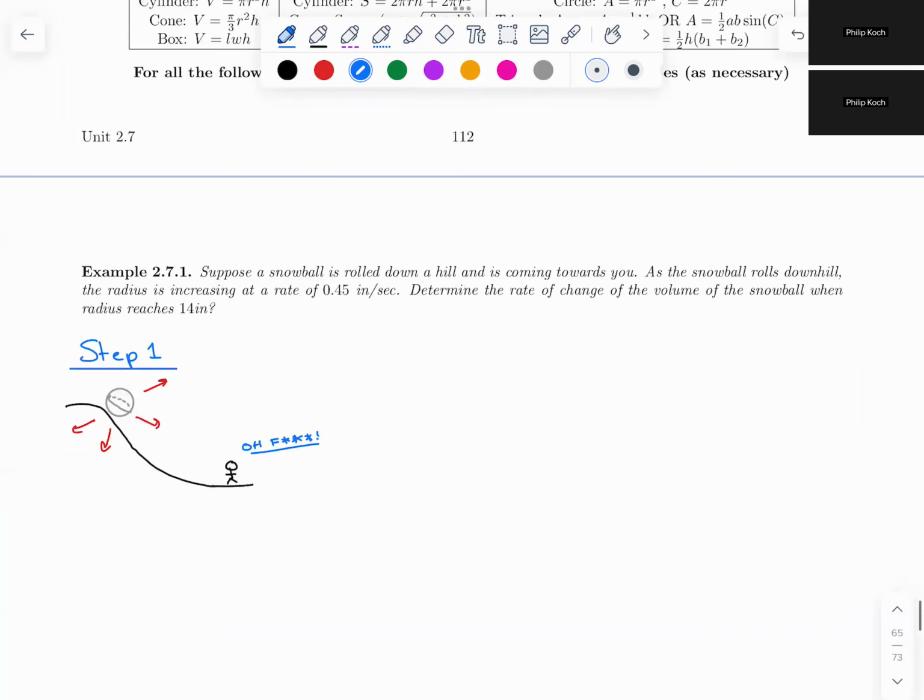There just so happens to be a formula that involves this volume of a sphere. So step 2, the way I like to write it is I write know and I write want. So one thing I know is the formula. I know V is equal to 4/3 pi r cubed. Do I know anything else? That it's increasing. Specifically, I know a rate of change of the radius. So I know dr/dt is equal to 0.45 inches per second.